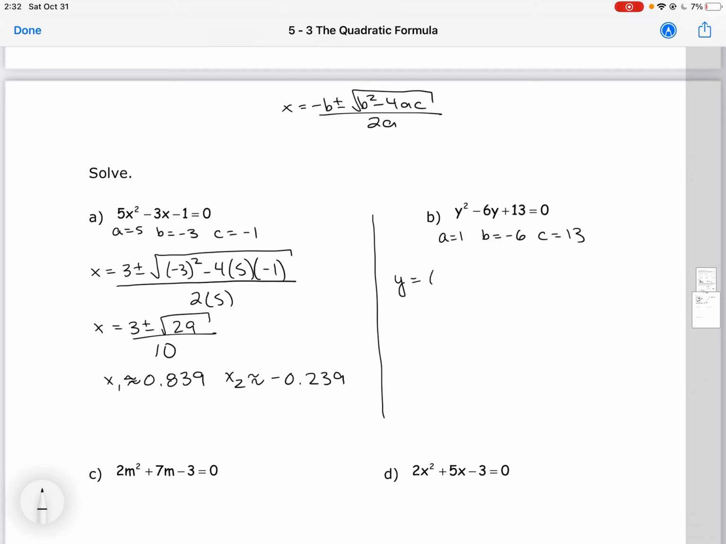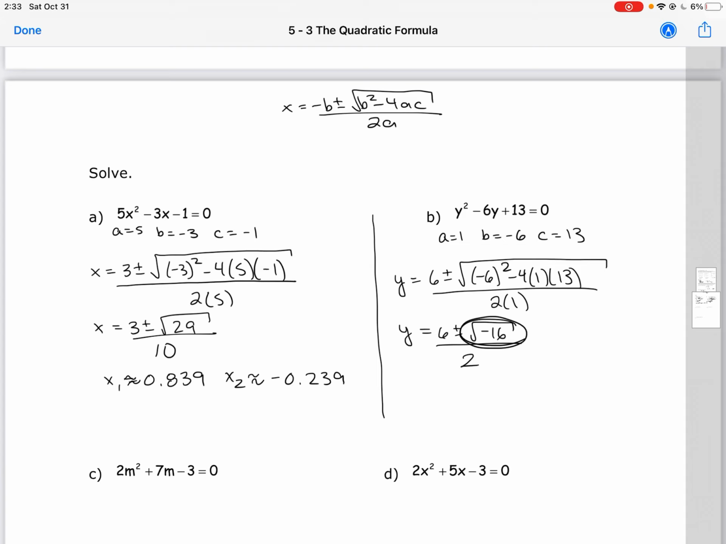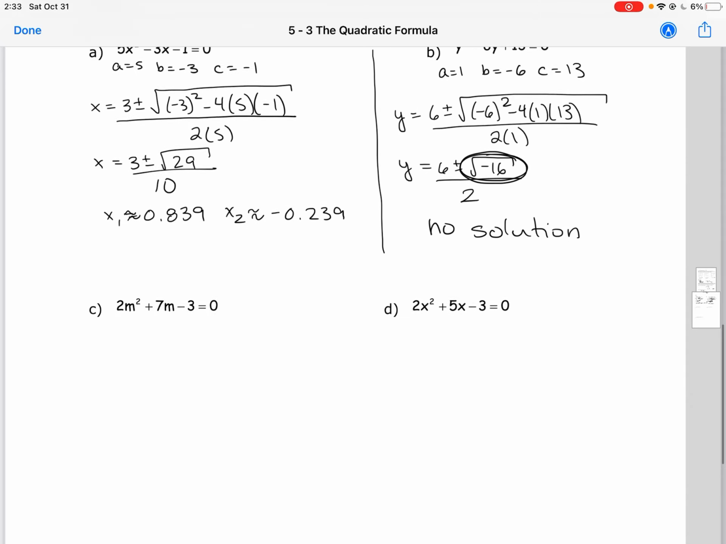So we're going to put the y on our left side, and then we're going to make our substitutions into the quadratic formula. So we've got negative b plus or minus square root b squared minus 4ac all over 2a. So simplifying underneath the square root, I've got 36 minus 4 times 13, which is going to give me minus 16 over 2. Right here causes a problem. I can't do that. So I've got no solution when you have a negative underneath the square root.